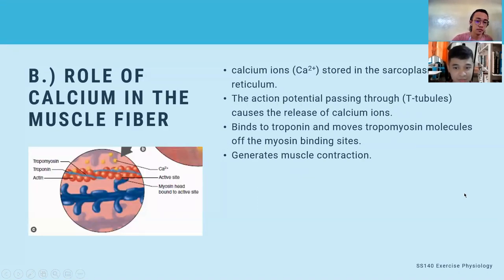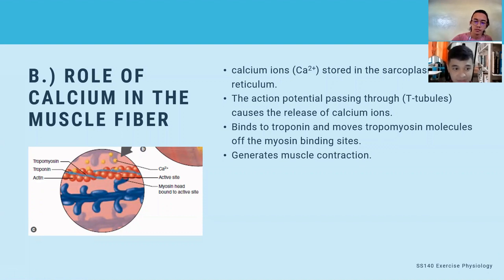So the role of the calcium in the muscle fiber. Calcium ions are stored in the sarcoplasmic reticulum. The movement of action potential through the T tubules allows the release of calcium ions from the sarcoplasmic reticulum into the sarcoplasm. Once calcium is released, it will bind to troponin and move the tropomyosin out of the binding sites. Myosin can now bind to actin molecules, forming a cross bridge. So now it will generate muscle contraction.